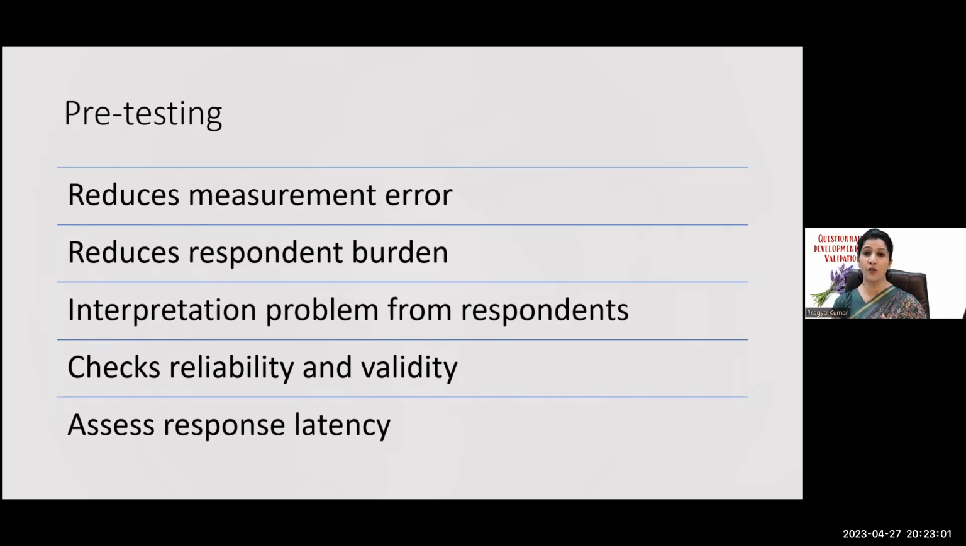But again, we always say don't think too much about respondent burden, because if you reduce the number of items only taking that point into consideration, then the validity and reliability of your scale is questionable. So you have to balance the respondent burden against the loss of reliability and validity of a scale. Again, in pre-testing, you understand the interpretation problems of respondents.